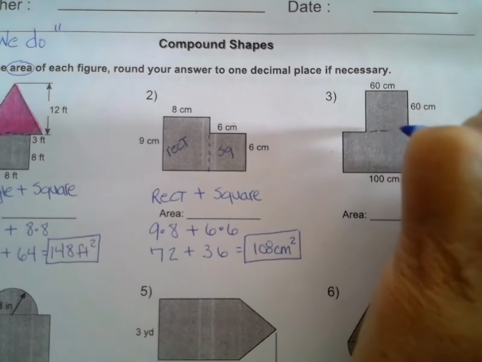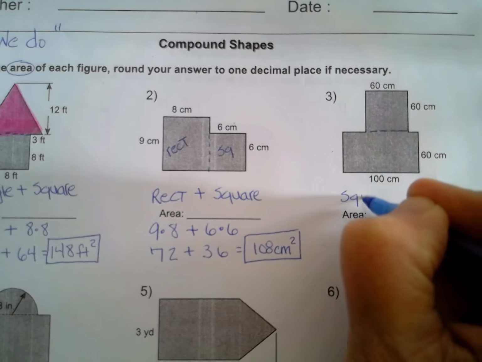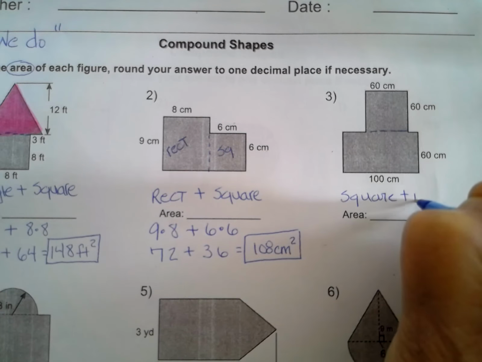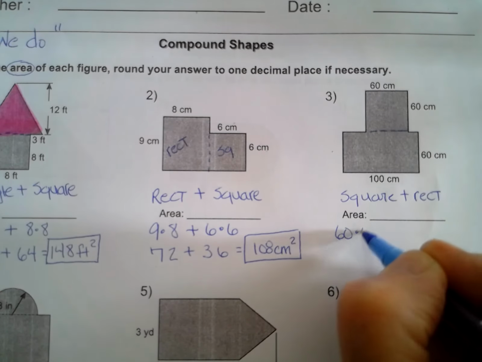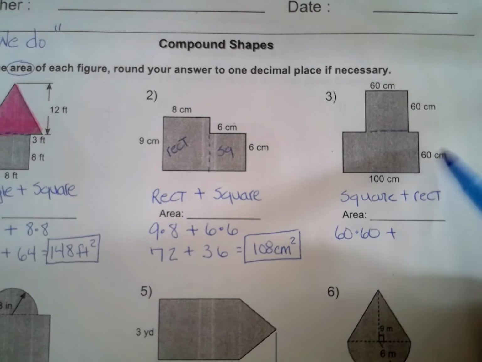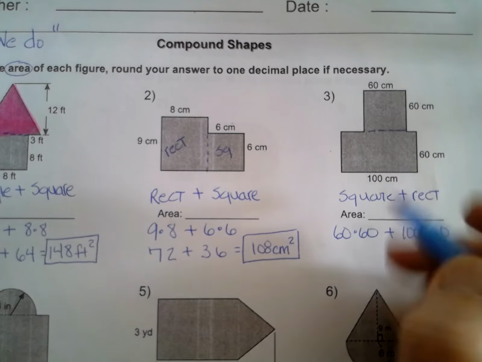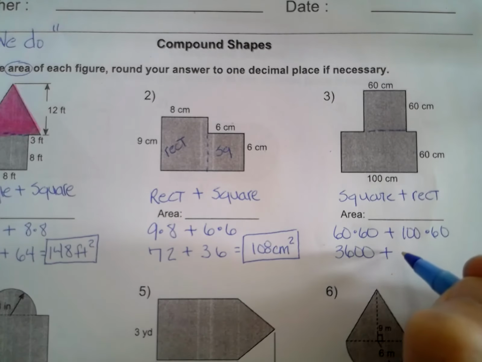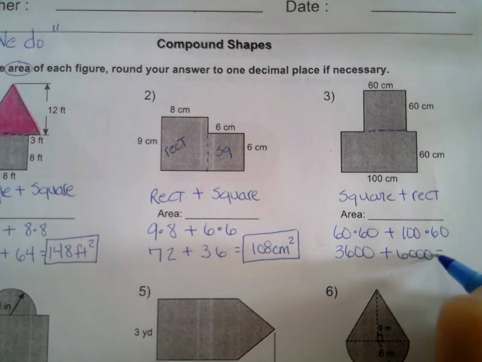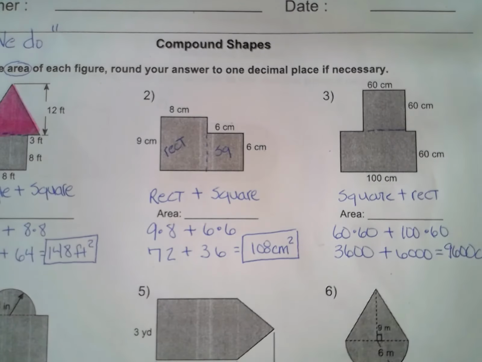Okay, so we have a square and a rectangle again. The area of the square would be 60 times 60. The area for the rectangle would be 100 times 60. Feel free to use your calculators. 60 times 60 is 3,600. 100 times 60 is 6,000. And that's going to give me 9,600. And that's going to be in centimeters squared.